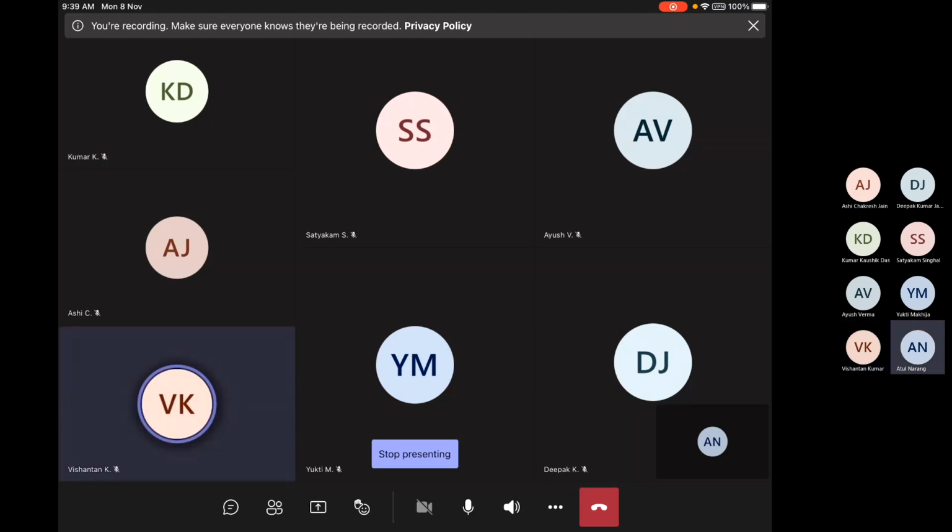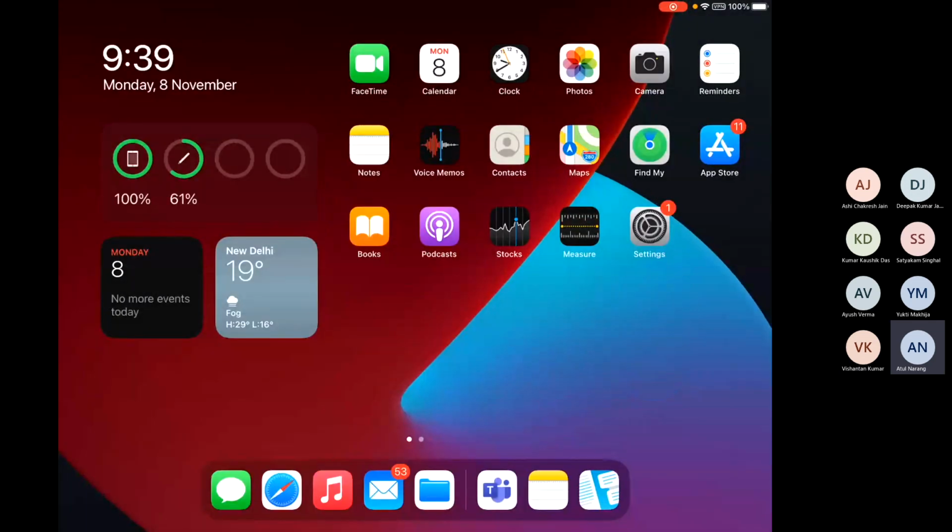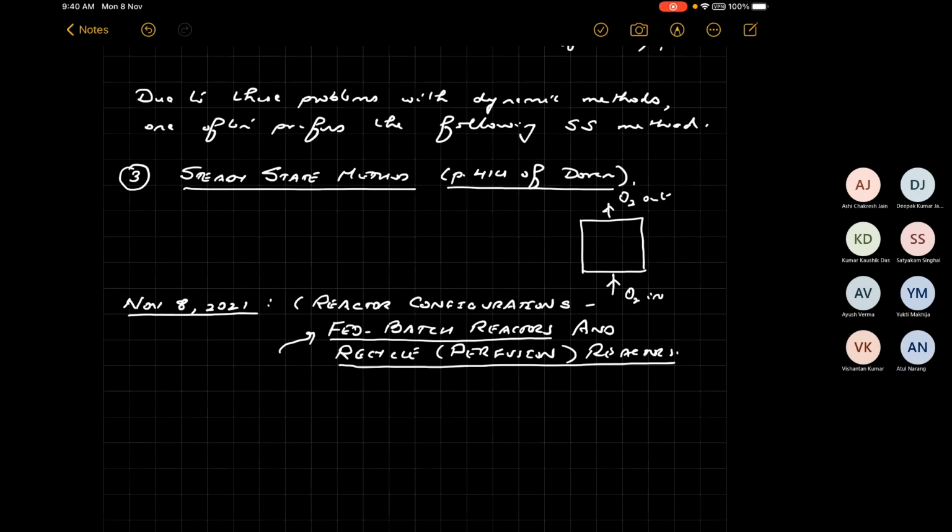Because I think I want the message to go out that I want people to do a lot of reading on their own. So, coming back to what I was talking about, we are basically trying to estimate. So, essentially, the relationship that we have is that KLA (CO star minus CO) at steady state, right?